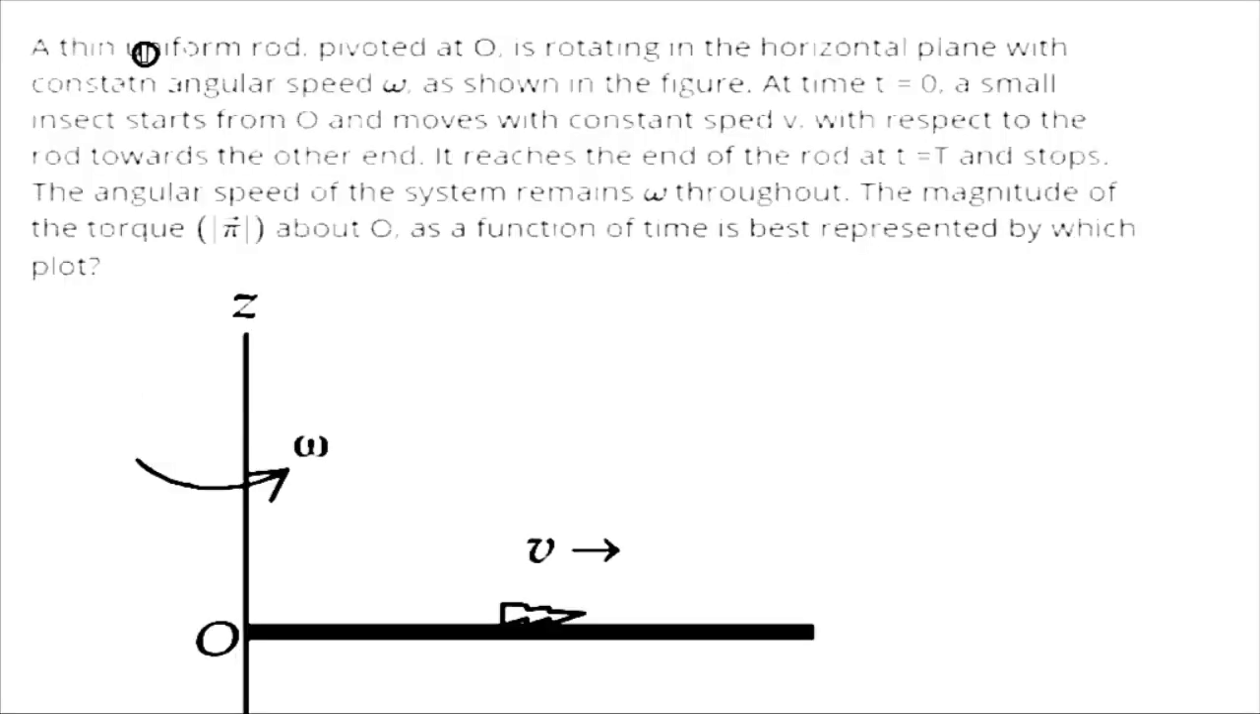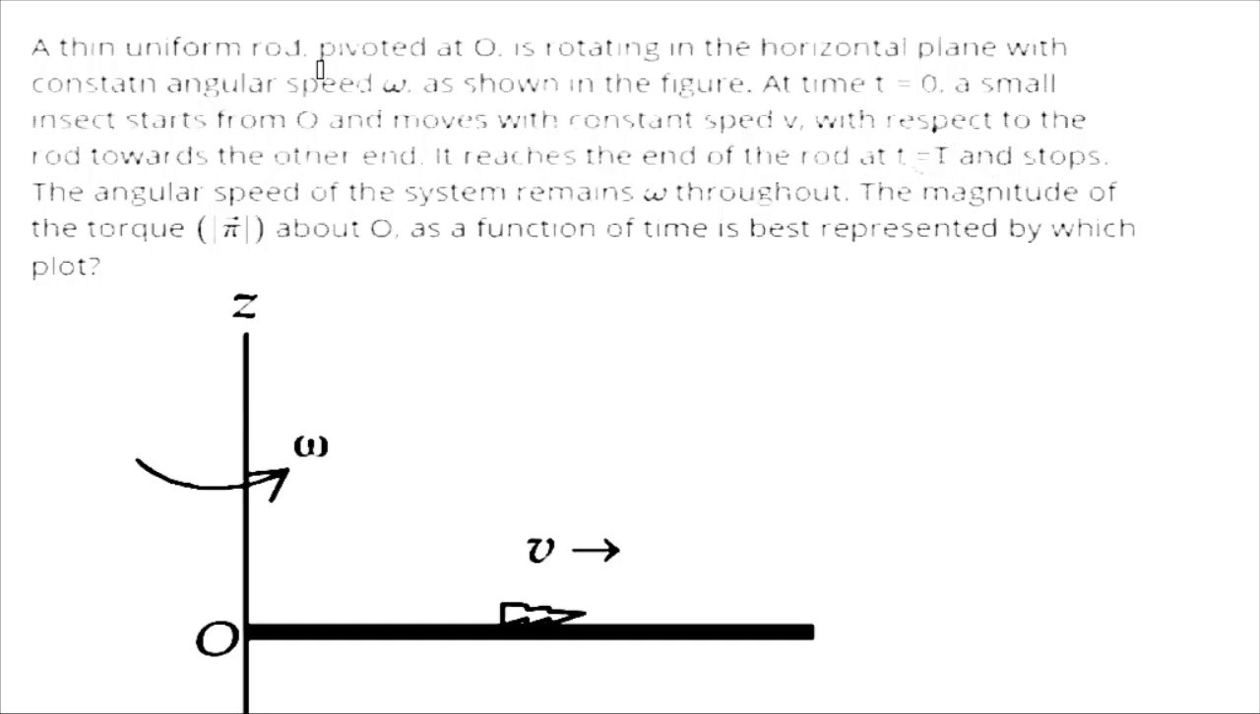Hello everyone. A thin uniform rod, pivoted at O, is rotating in a horizontal plane with constant angular speed omega as shown in the figure. At t equals 0, a small insect starts from O and moves with constant velocity v with respect to the rod toward the other end.